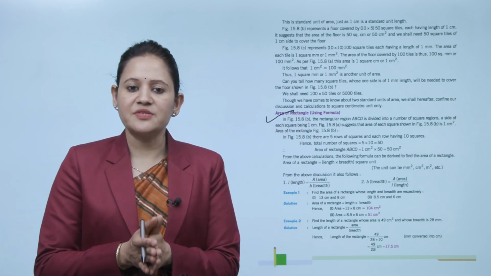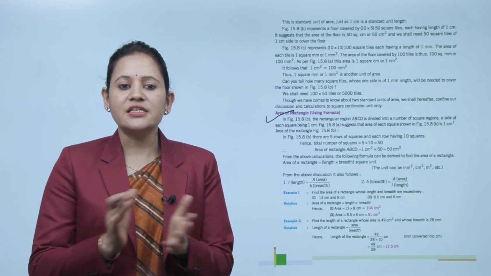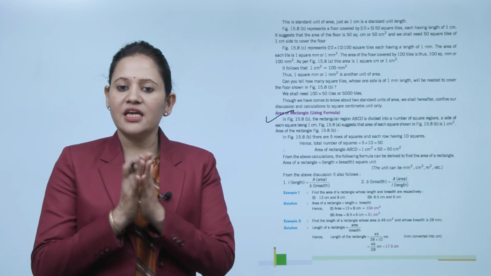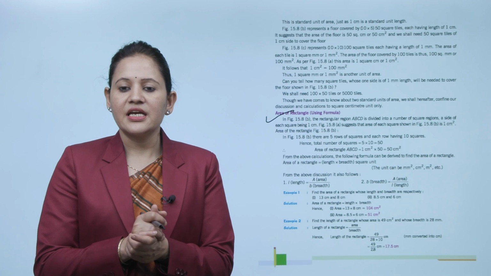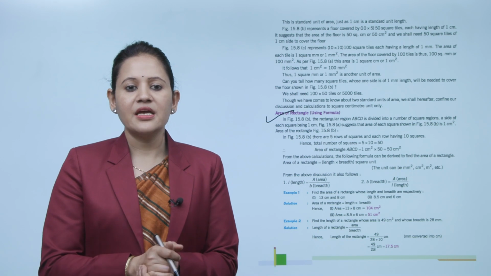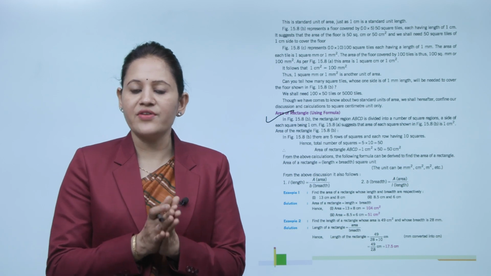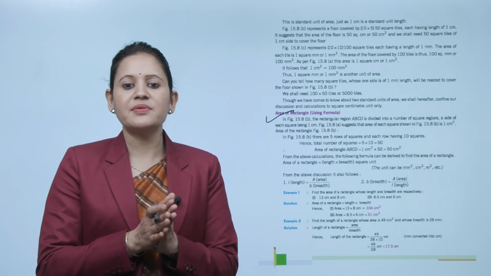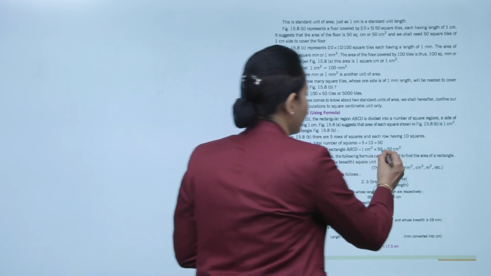In figure 15.8b, the rectangular region ABCD is divided into a number of square regions. The side of each square being 1 centimeter, figure 15.8a suggests that the area of each square shown in 15.8b is 1 centimeter square. So, area of the rectangle: in figure 15.8b, there are 5 rows of squares and each row has 10 squares. So the total number of squares is 5 into 10, 50. So area of rectangle ABCD is 1 centimeter square into 50, that is 50 centimeter square.